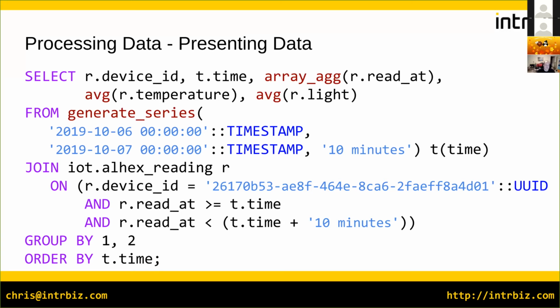So Postgres has a really nice function called generate_series, which will just generate you a series of timestamps at a regular interval. So here in this example, we're generating 10-minute time intervals across a day. And then we're going to join that with our actual reading data and organize all of those readings into those buckets. And then it's very simple just to aggregate it.